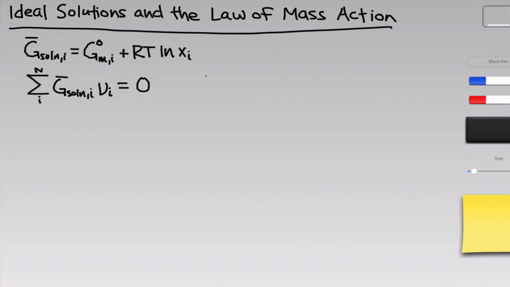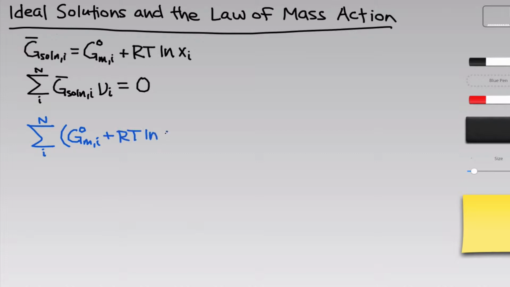With these two equations in hand, let's just substitute in this more detailed expression for the partial molar free energy in solution in the top equation on the right-hand side into the left-hand side of the bottom equation. So it's still a sum over all substances involved in the reaction, but now instead of the partial molar free energy of solution, we have this more explicit expression, the standard molar free energy of the pure substance plus RT natural log of the mole fraction of that substance in the reaction mixture.